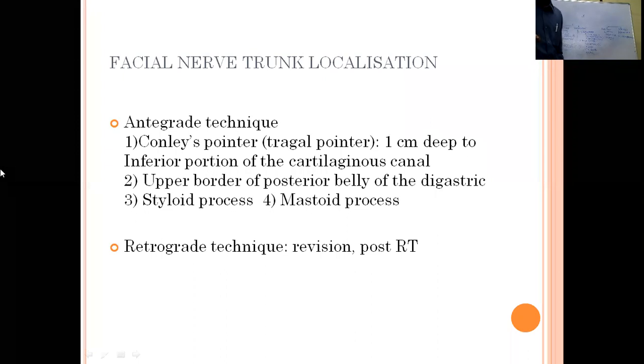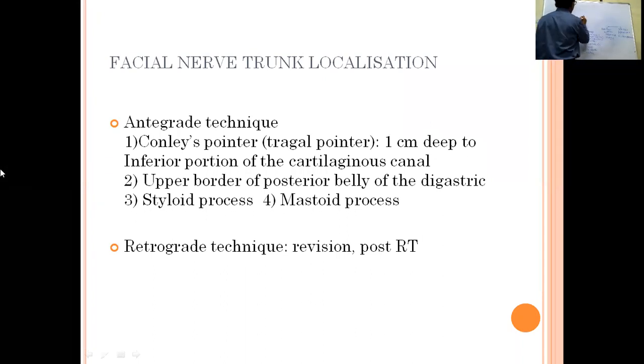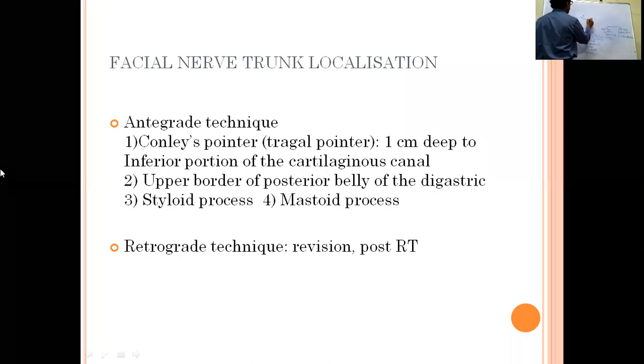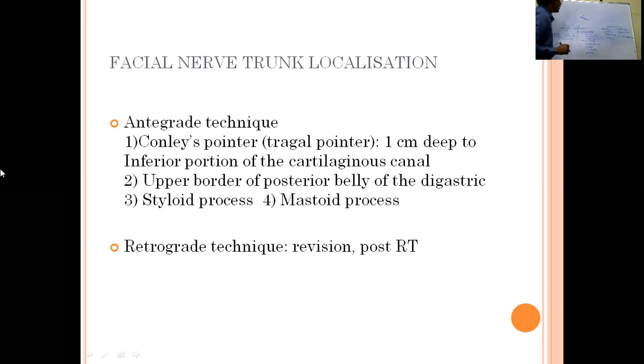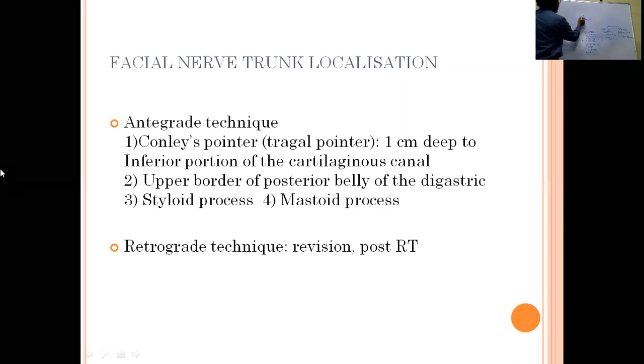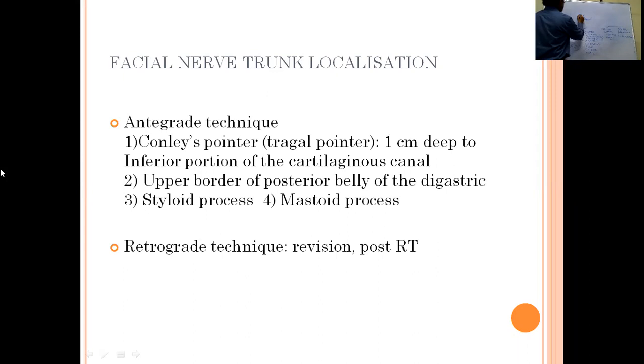Then the second one is the upper border of the posterior belly of digastric. You know, the posterior belly of digastric will be like this. That is anterior, of course. This is the posterior belly of digastric muscle. Then you have the styloid muscle also here, of course. Then you have the styloid process here like this, and the mastoid process here like this. So these are the points where you have to search.